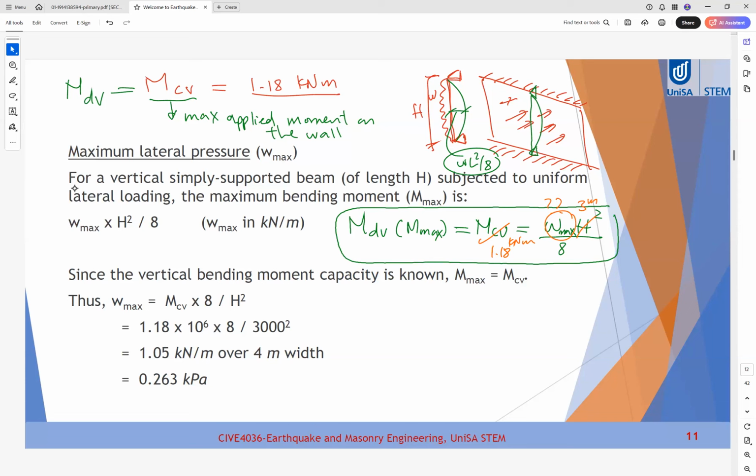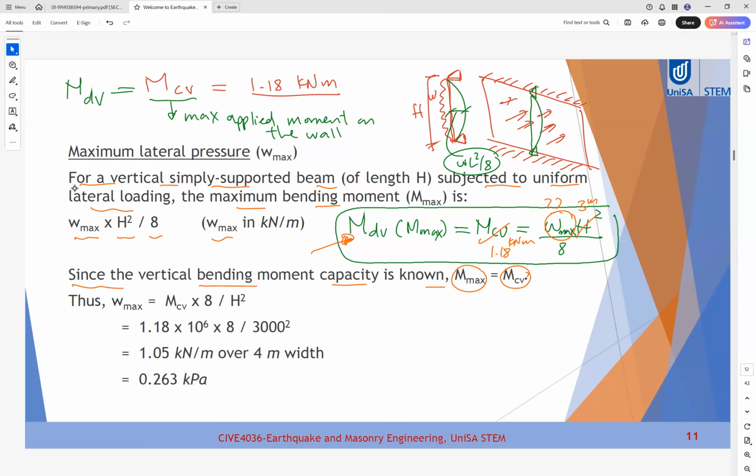So to find W max for a vertical simply supported beam subjected to uniform lateral load, the maximum bending moment is WH squared over 8, where W is in kilonewton per meter. So since the vertical bending moment capacity is known, equal to Mmax, we equalize it to MCV. So this is what we have done here in this formula.